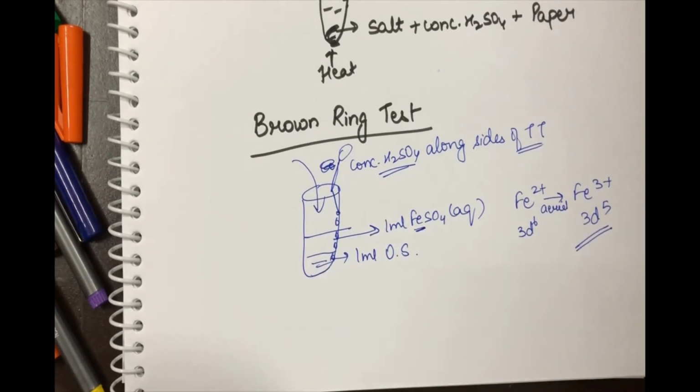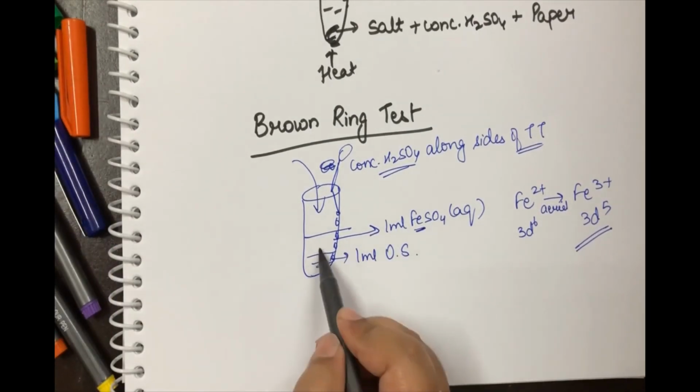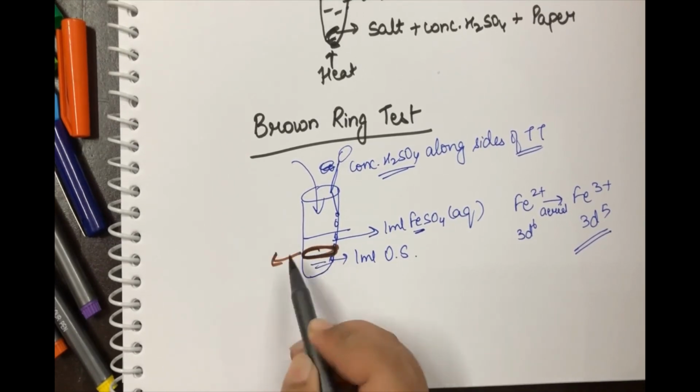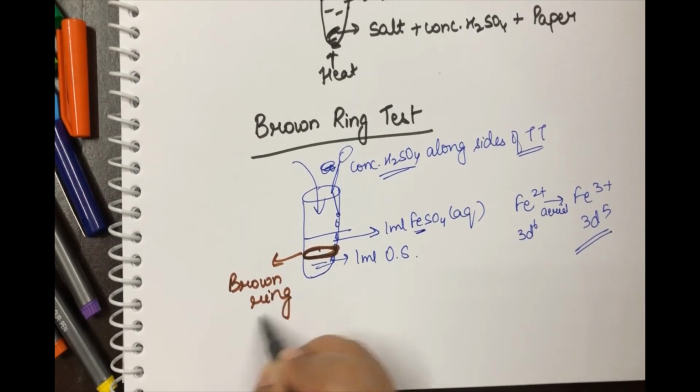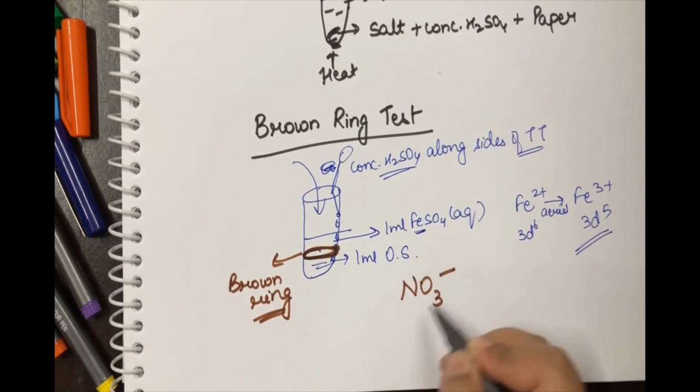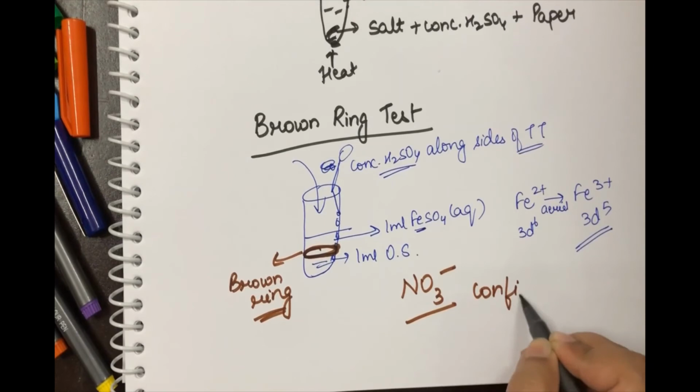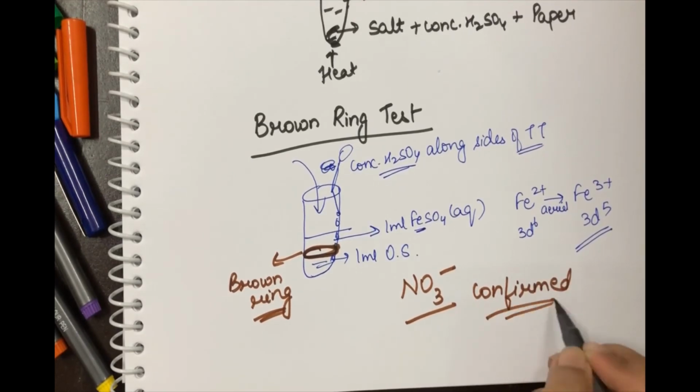And if on the junction of two layers you see a brown ring, then you will say that nitrate is confirmed. So a confirmatory test is your brown ring test. Apart from that, you can always check by adding a piece of paper or copper turning and see if the brown gas is being evolved.